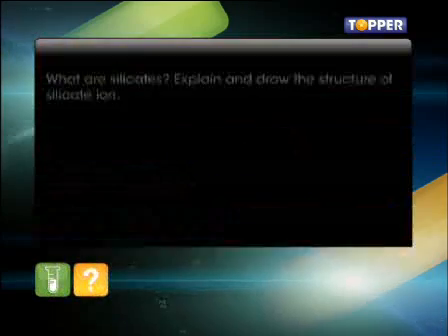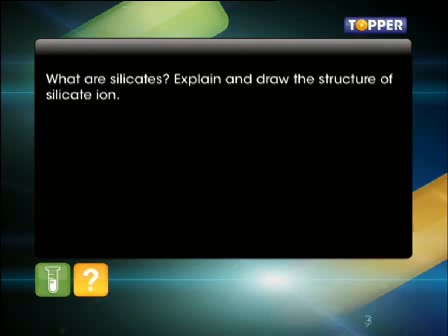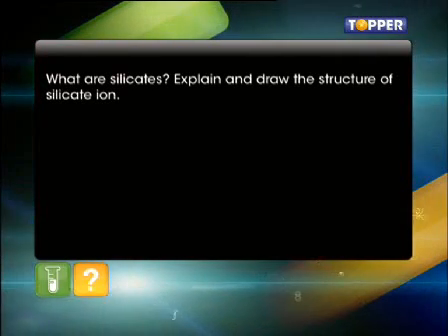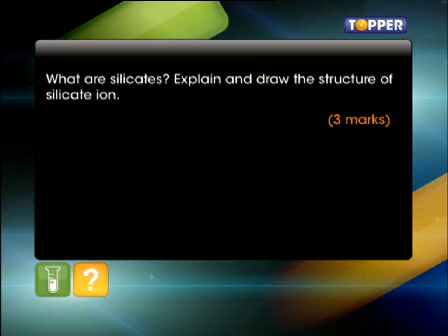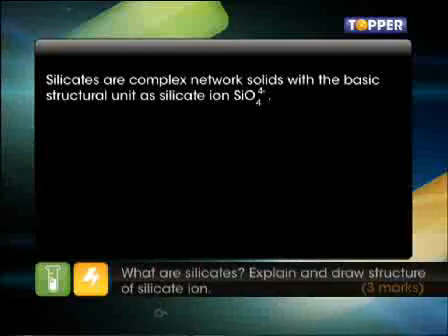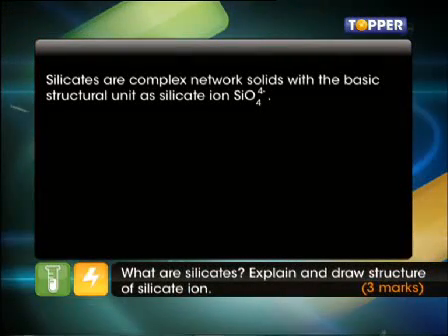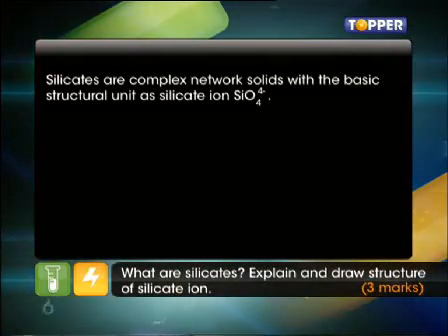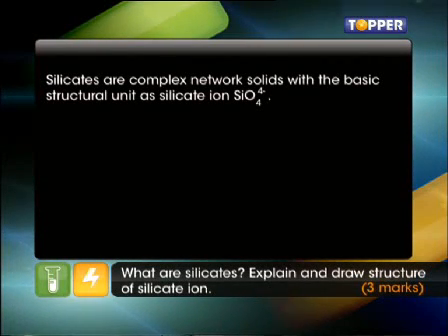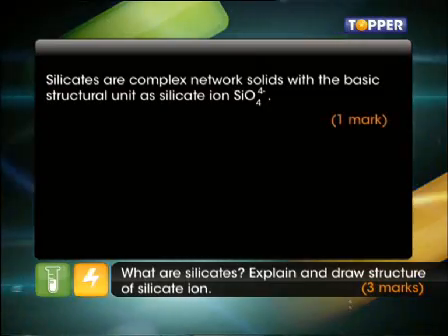Now let's see a sample question and the ideal way to answer it. What are silicates? Explain and draw the structure of silicate ion. This question can come in your exams for 3 marks. This is how you should answer it. Silicates are complex network solids with silicate ion SiO4 4- as the basic structural unit. The definition will fetch you 1 mark.